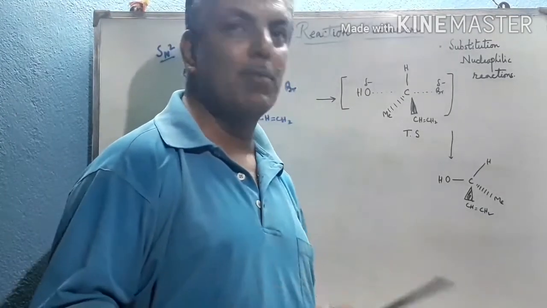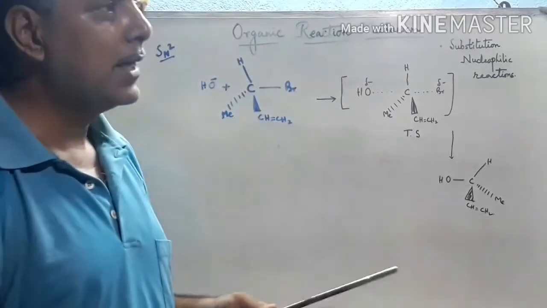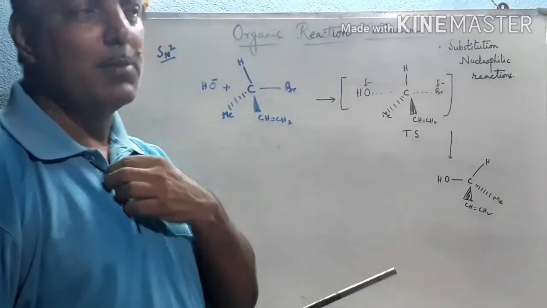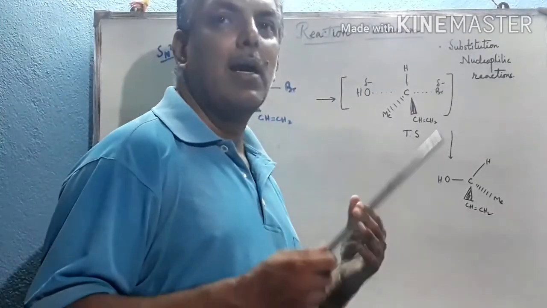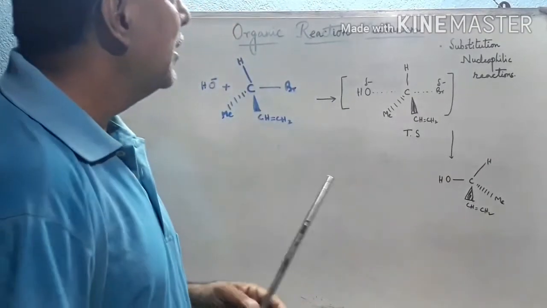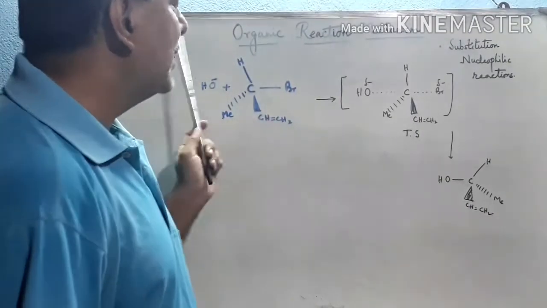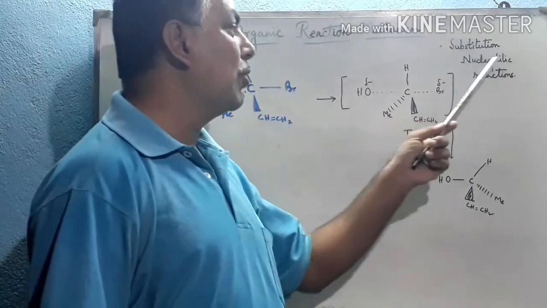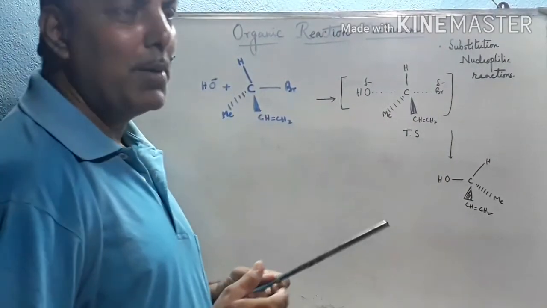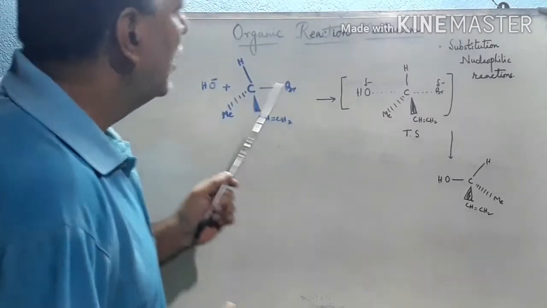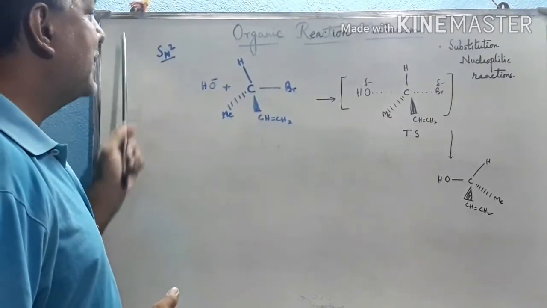In our previous video we already discussed the different types of chemical reactions and their mechanisms, like substitution, elimination as well as addition. But now I am starting with the SN2 type reactions, substitution nucleophilic reactions, that means the substitution reaction which takes part in the presence of a nucleophile. So first I am discussing the SN2 mechanism.